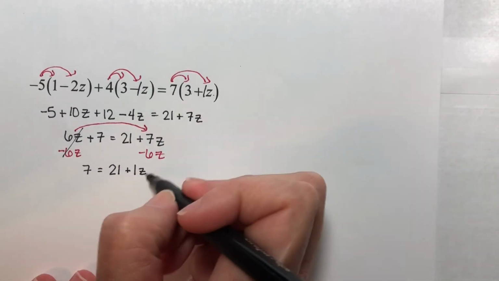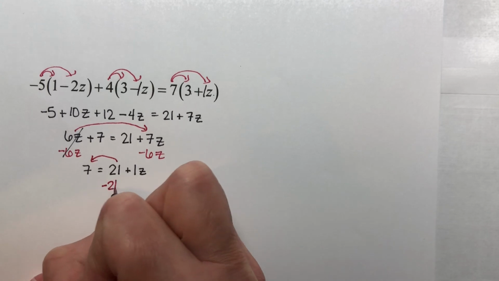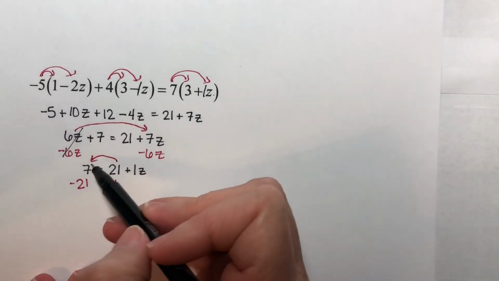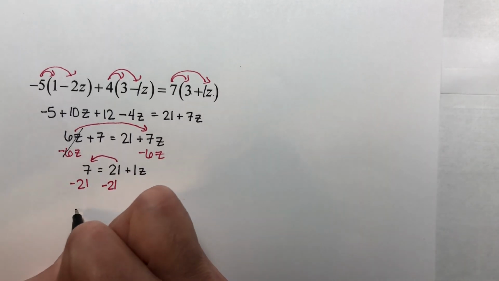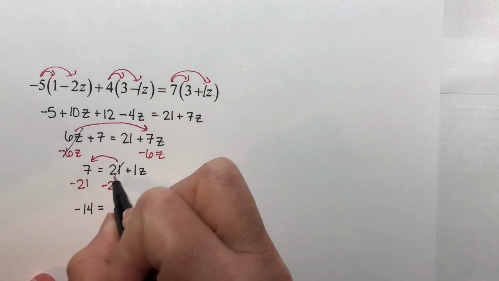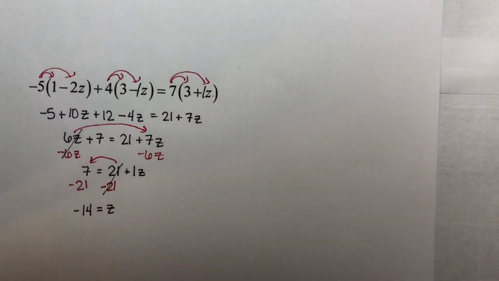Now to get the z alone, I need to move this over to here. So I subtract 21 from both sides. 7 minus 21 will be negative 14, equal to, that canceled out, z. So your answer there is negative 14.